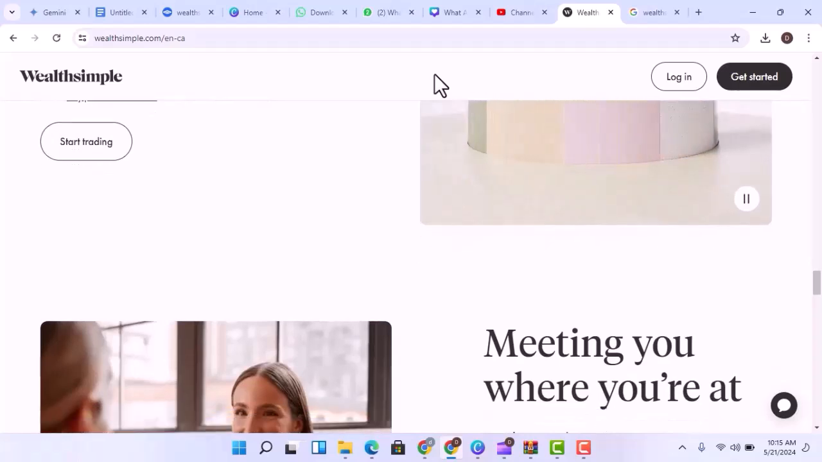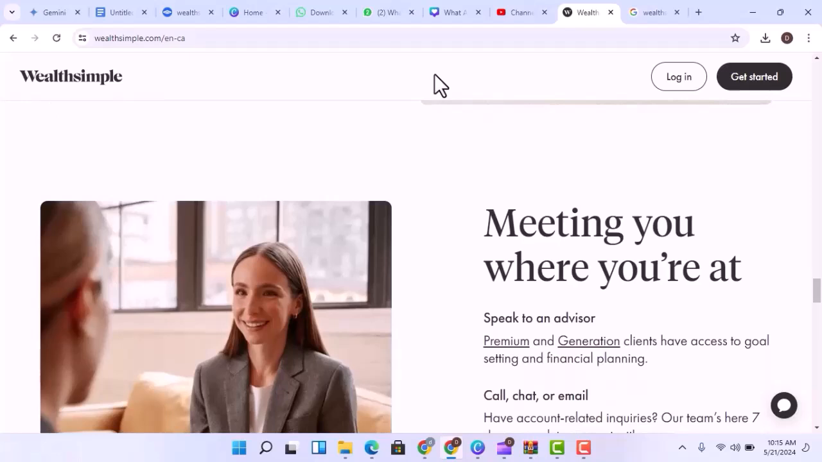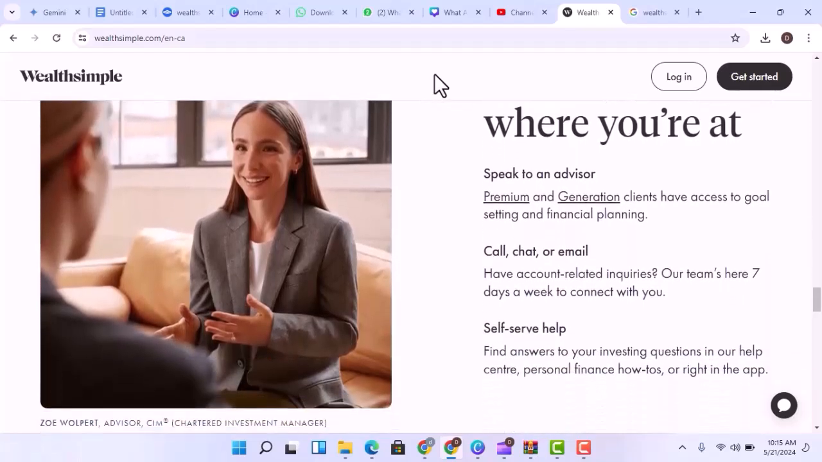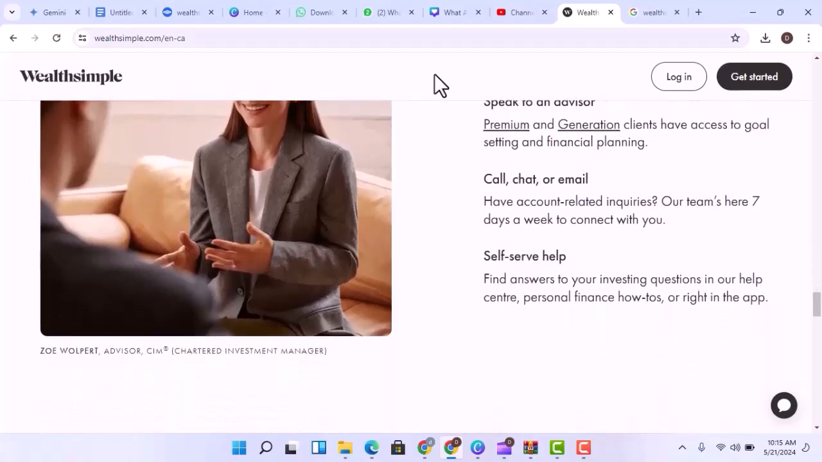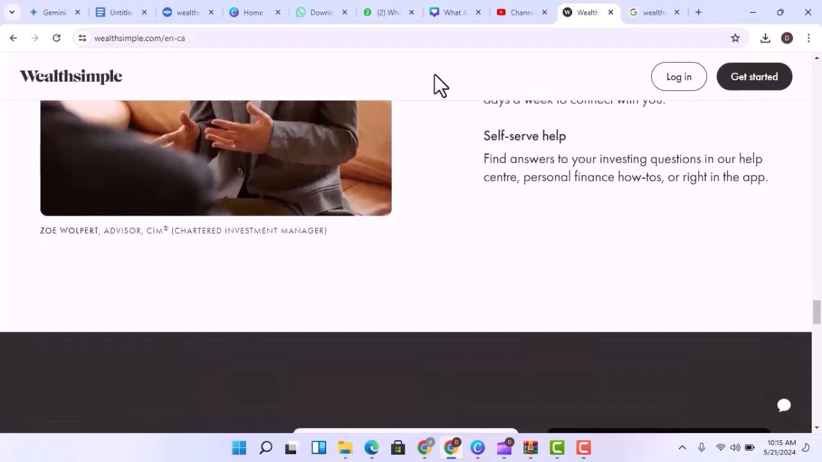Convert CAD to USD within Wealthsimple. This option comes with a caveat. Wealthsimple charges a spread, the difference between the buying and selling price, for currency conversion. So, while it's convenient, it might not be the most cost-effective method.